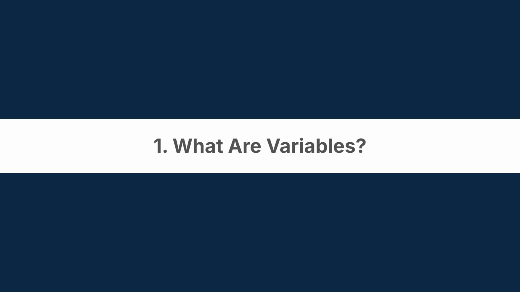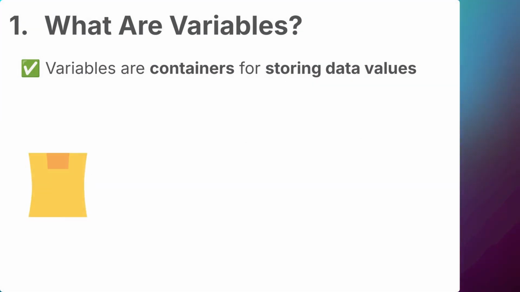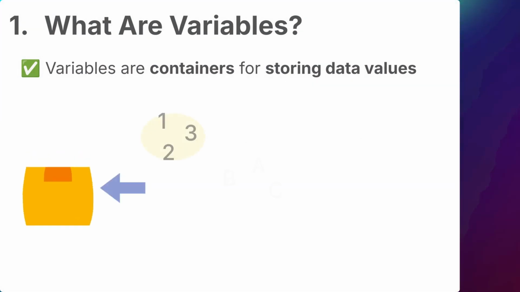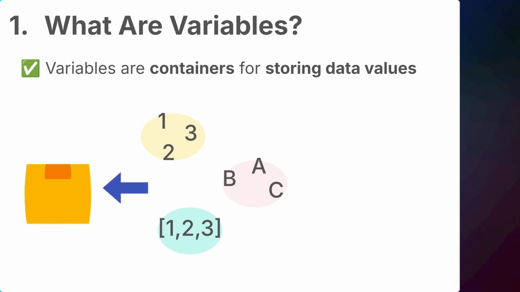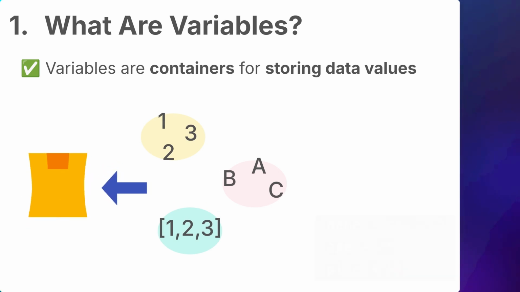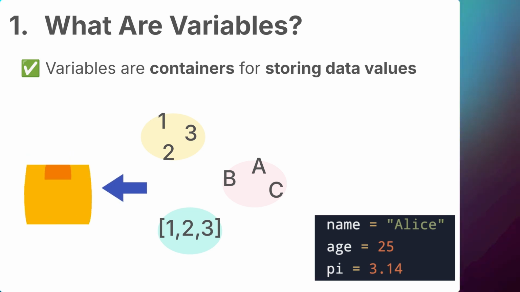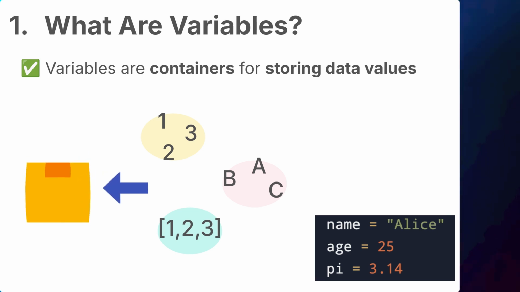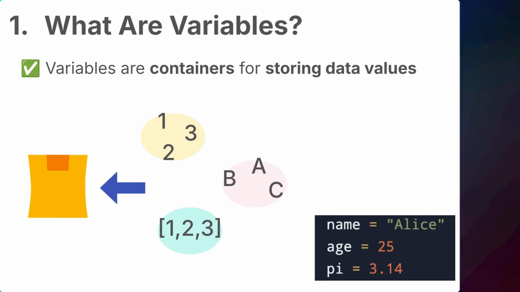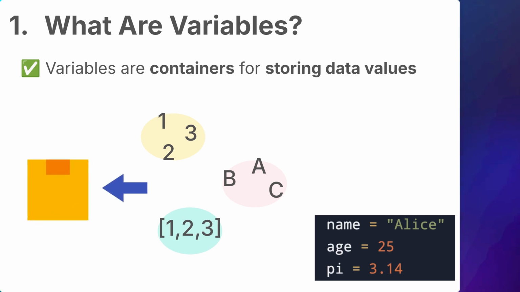1. What are variables? Variables are containers that store data such as a number, text, or a list, which can be used and updated throughout your program. In Python, you can create a variable just by assigning a value using the equal operator. No need to declare a type. Python automatically determines the type based on the assigned value.